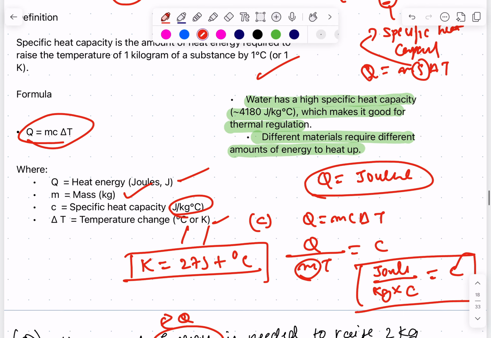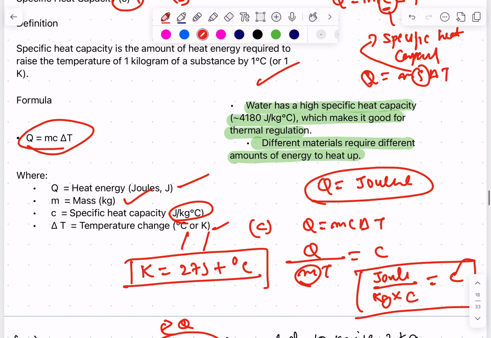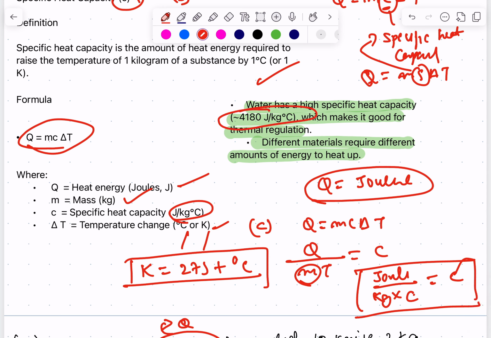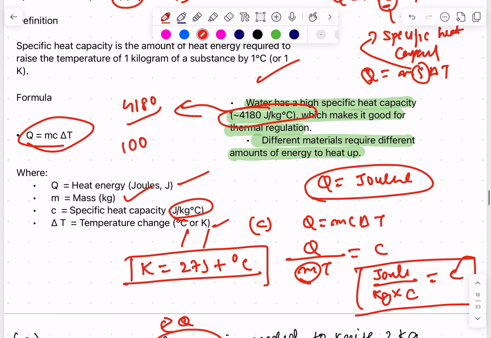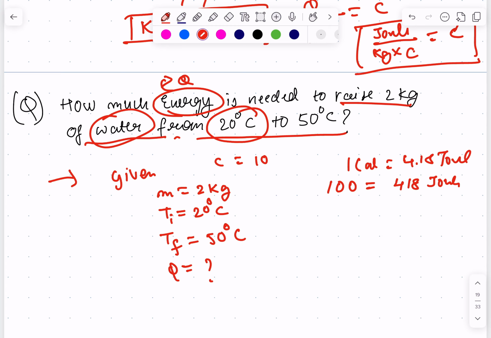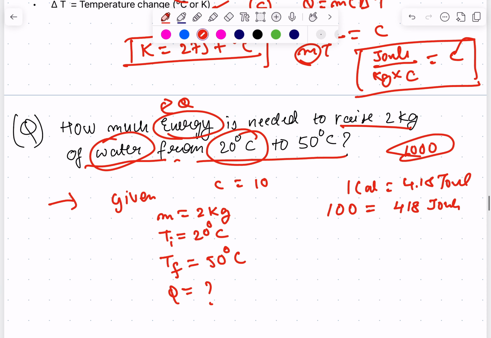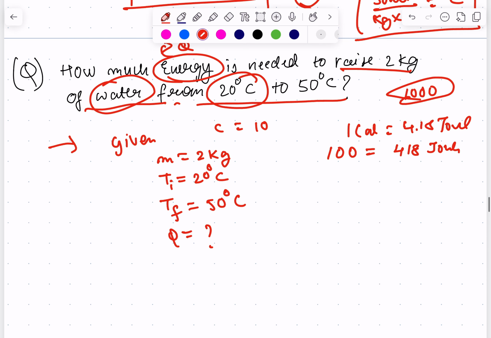And for water, C is usually 100 if I'm not wrong, in calories. And if you talk about joule, then it is 4180, but in calories it is 100 calorie. And yesterday I told you guys, if I remember, that 1 calorie is equal to 4.18 joule. So 100 calorie will be how much? 418 joule, yes. So for 1 calorie, maybe specific heat capacity is 1000, then it should be 1000 in this thing. But anyways, we can use this thing.